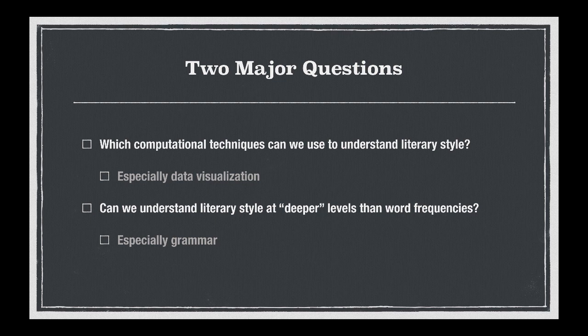The second question, and I'll talk about this a fair bit today, is that I'd like to try to understand literary style at a deeper level than just word frequencies. I'd especially like to think about what it means for literary style to be grammatical, or what kinds of literary style are possible at the deep levels of language where grammar happens.